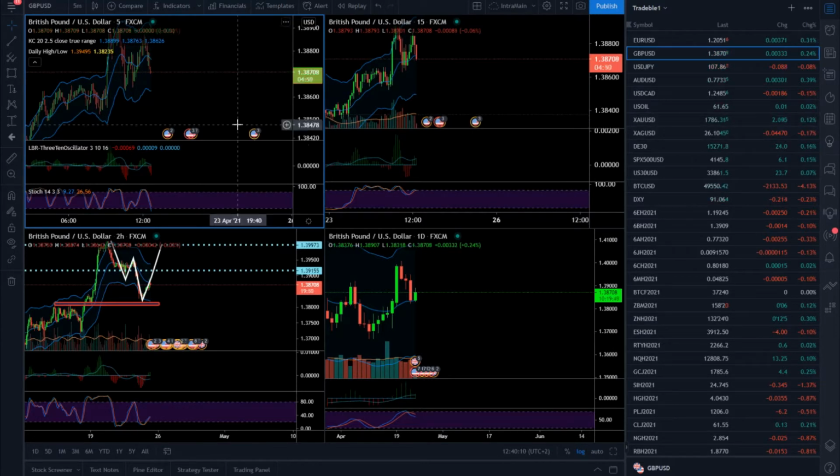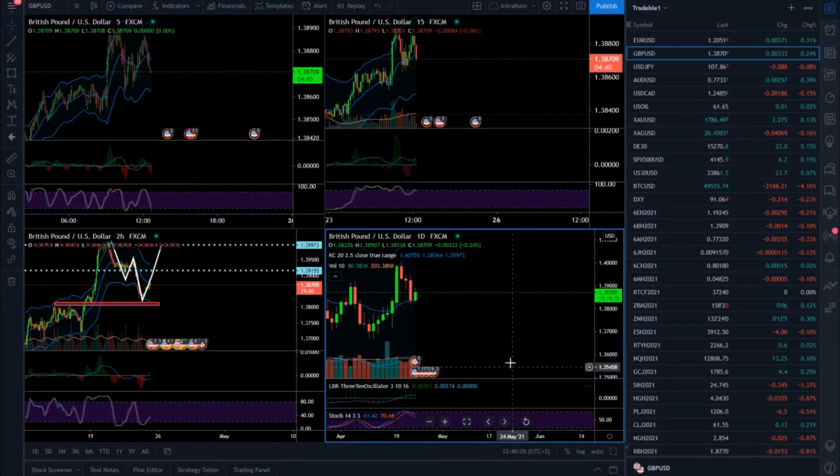I will start first with the British pound versus US dollar, and speak about this morning and the overall structure on the longer time frames, what I'm seeing. So I will start with the longer time frames first.